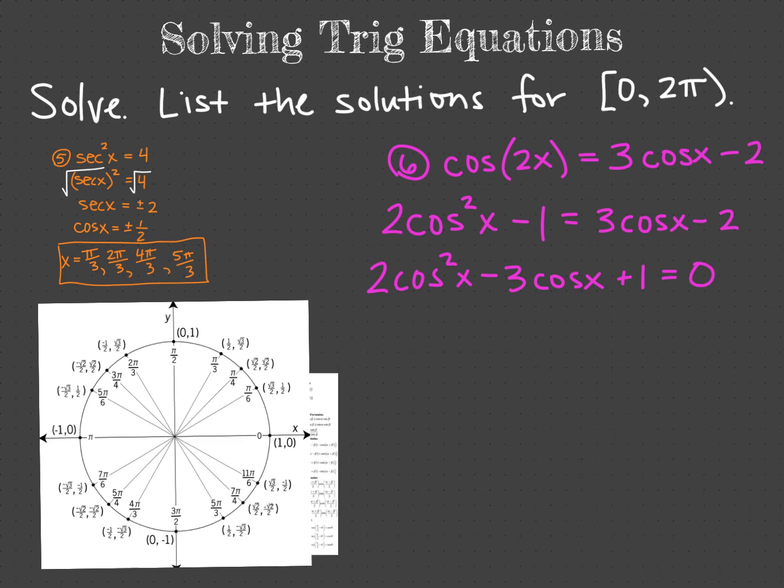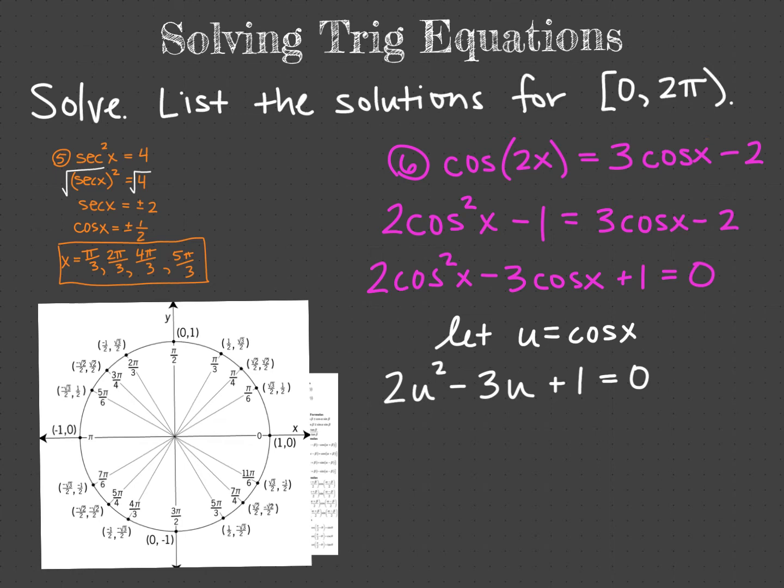What I'm actually going to do is use a substitution. So I'm going to just use a variable. We can use any variable we want. I will use the variable u. So we're going to let u equal the cosine of x. So that means this term right here is 2 times u squared. So we'll have 2u squared, then we'll have minus 3u plus 1 equals 0. You can probably see why we did this. It makes our quadratic look a lot simpler.